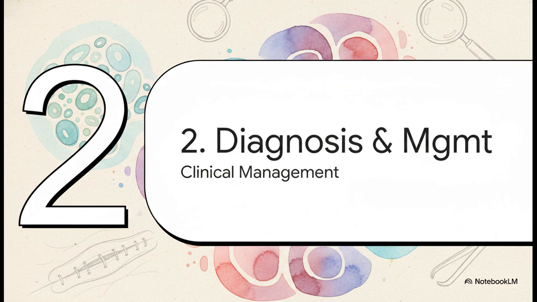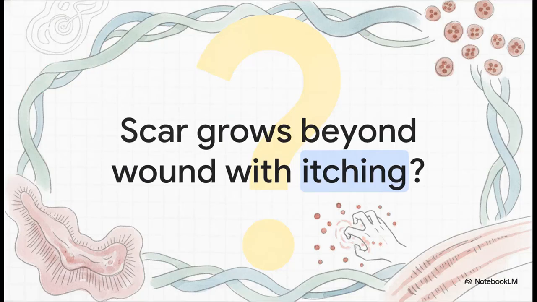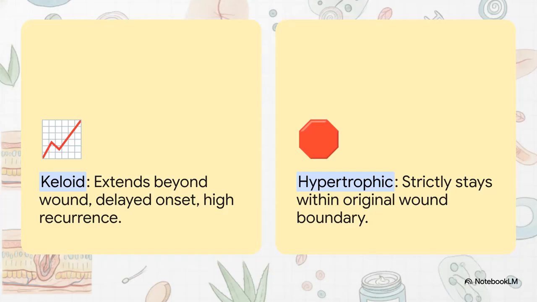Okay, let's jump straight into Section 2, Diagnosis and Management. Question 23. You have a scar that actually grows beyond the original wound boundary, accompanied by itching, after a completely symptom-free interval. What are we looking at? A, keloid, B, hypertrophic scar, C, squamous cell carcinoma, D, basal cell carcinoma, or E, Kaposi sarcoma? The correct answer is A, keloid.